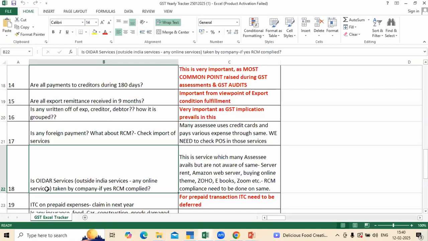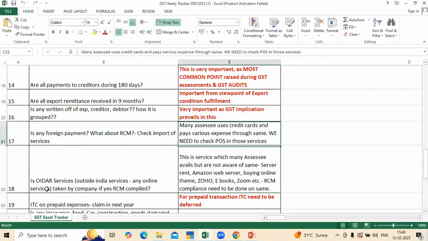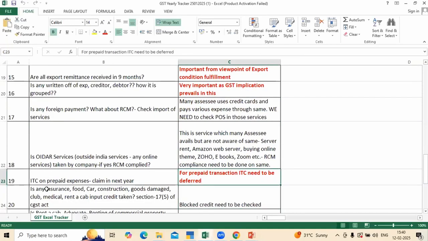So today I would like to clarify to all of you that for any payment outside India, first check whether that service is consumed in India. If that service is consumed in India, it is very much necessary to pay RCM on that and take the input credit. So for any OIDAR services, if in case your client is swiping his credit card for buying an online theme, Amazon Web Services, Zoho, ebook, Zoom, etc., you need to compulsorily comply with RCM on that. Moving further.